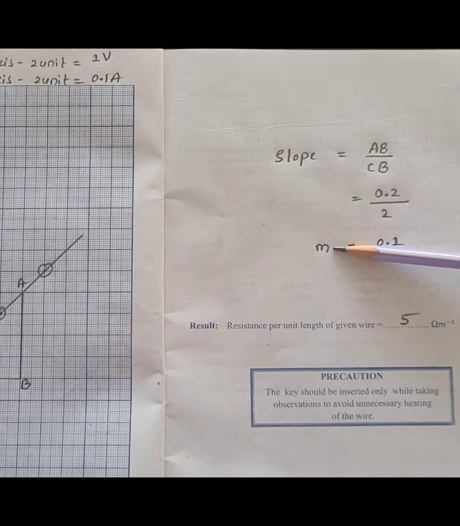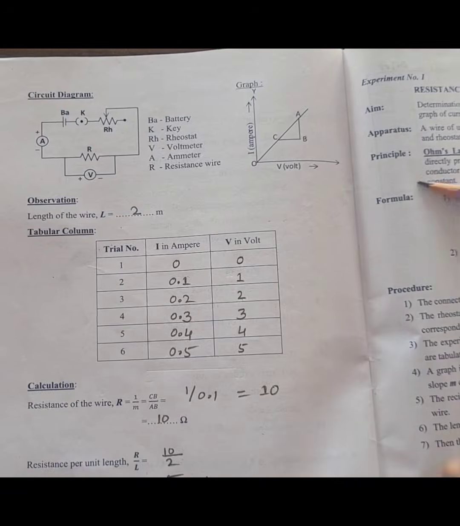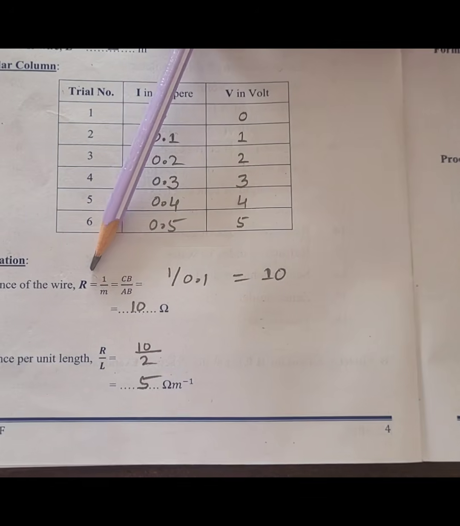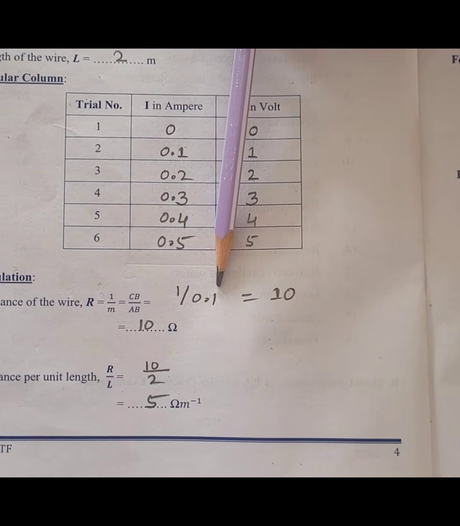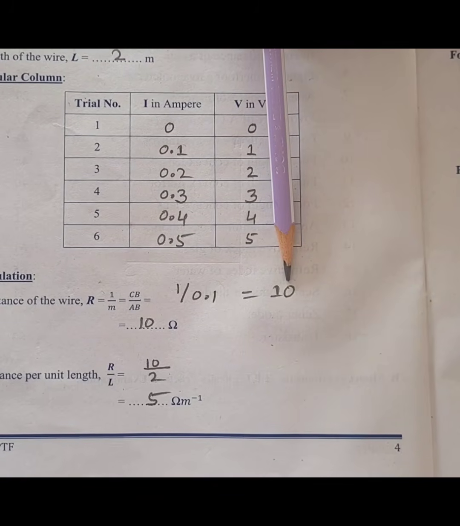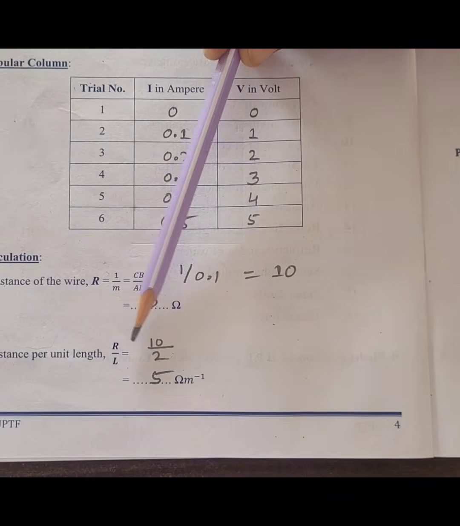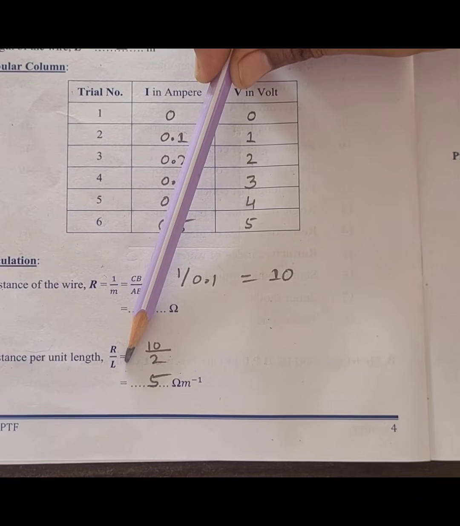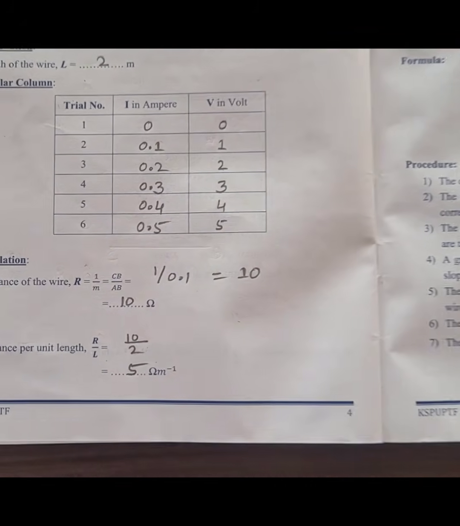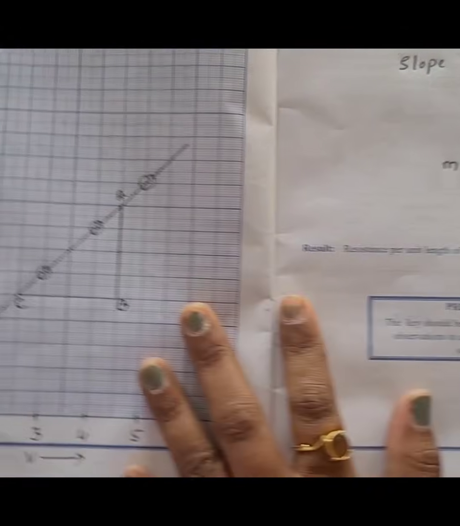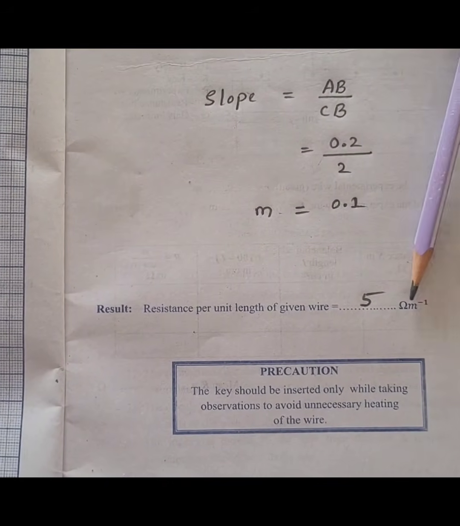Slope is denoted by m. Now let us find the value of resistance of the wire, R equal to 1 by m. That is the reciprocal of slope, 1 by 0.1. So the value of resistance is 10 ohm. So we want resistance per unit length of the wire. Resistance is 10. Length of the wire is 2 meter. 10 by 2 is 5 ohm per meter. So the resistance per unit length of the given wire is 5 ohm per meter.